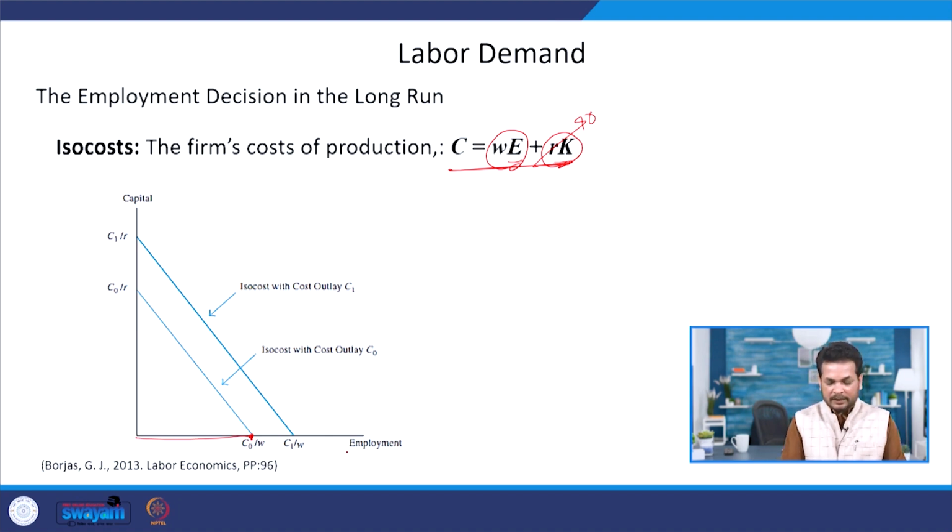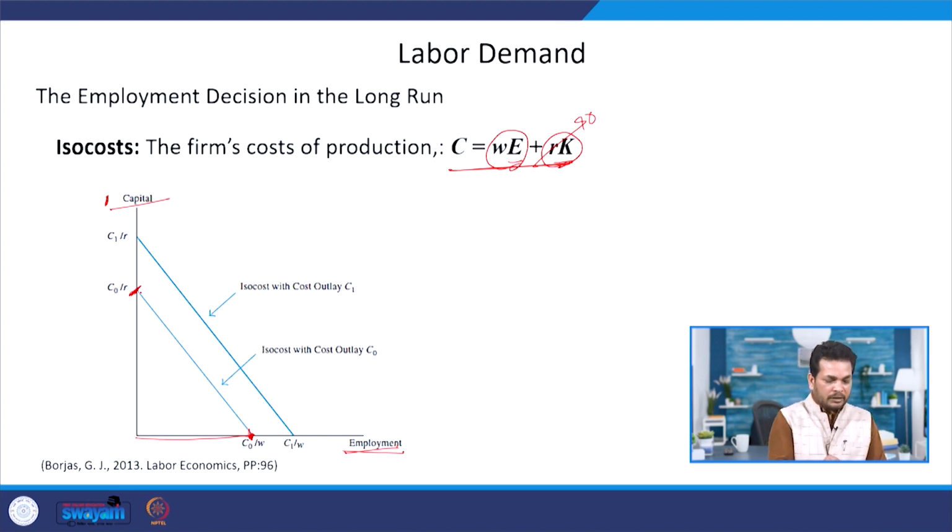Here on this x axis we have taken the number of employment the farm can hire, on the y axis we have taken the amount of capital the farm can employ. So, if the farm is going to spend his entire money on labor, then the farm will employ this much of labor. If the farm is going to employ his entire money on capital, then the farm will hire this much of capital.